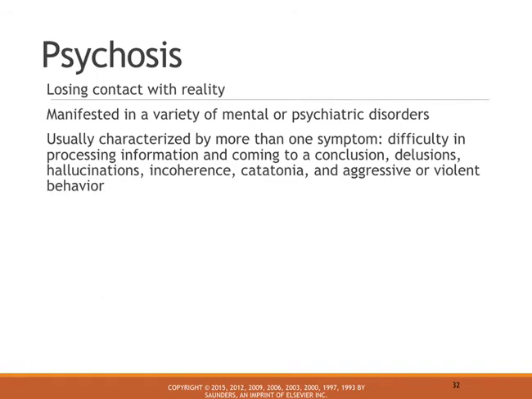What is psychosis? That's when someone loses contact with reality. It can be manifested in a variety of mental or psychiatric disorders. It's usually characterized by having more than one of these symptoms. Difficulty in processing information and coming to a conclusion. They can have delusions, hallucinations. They could be incoherent. They can have catatonia or aggressive or violent behavior. All of those are symptoms of psychosis.